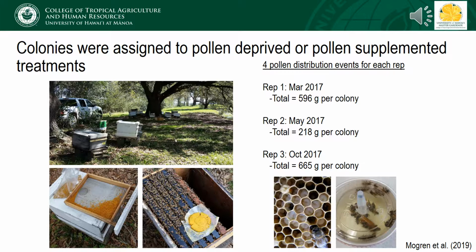I deprived and supplemented colonies every other day for a total of 4 pollen distribution events, approximating the time it takes for a larva to go from first instar to pupa. Just before pupation for 2 of these events, I collected 5th instars for physiology measurements.